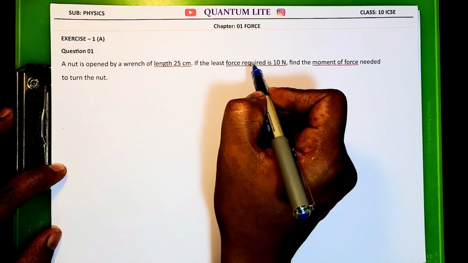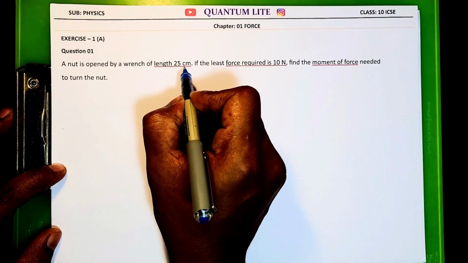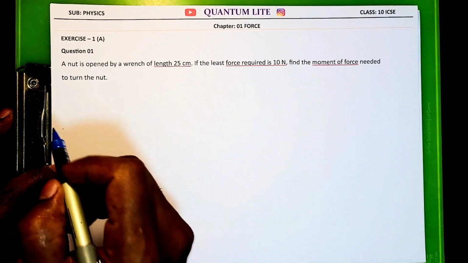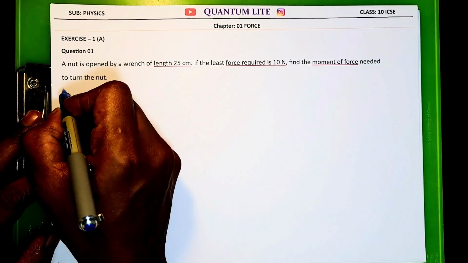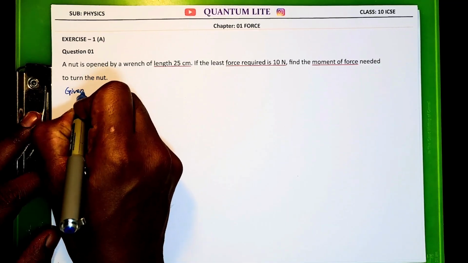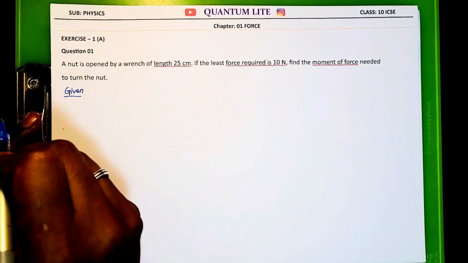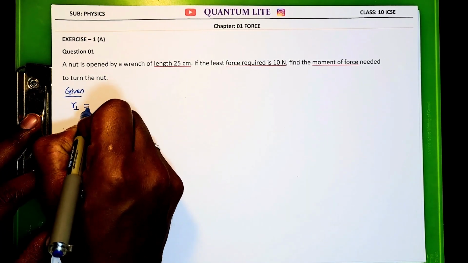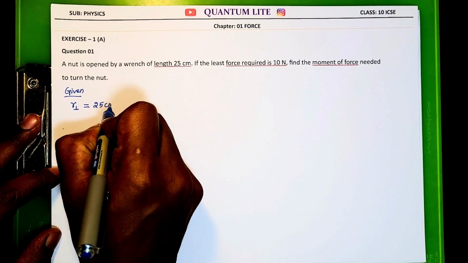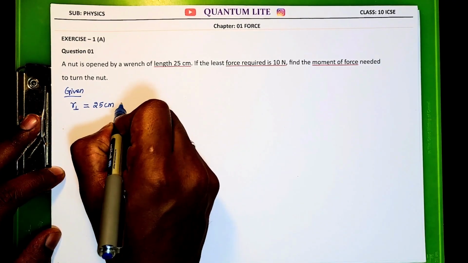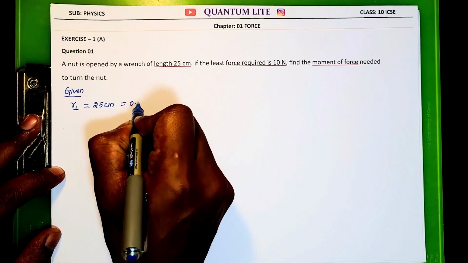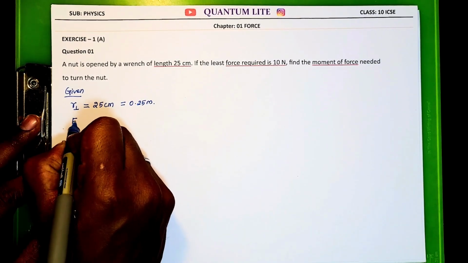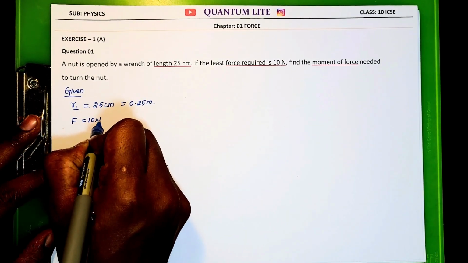That means they have given two physical quantities. The length is 25 centimeter and the force is 10 Newton. They ask us to calculate the moment of force. So let us write the given data neatly. Given length of a wrench, that means the perpendicular distance is equal to 25 centimeter, which is in CGS unit. We should convert it into SI unit, so 0.25 meter. And the force F given is equal to 10 Newton.